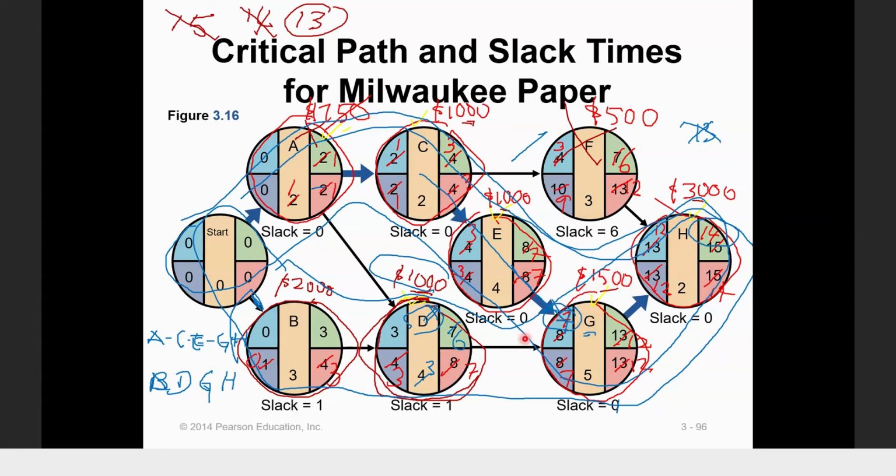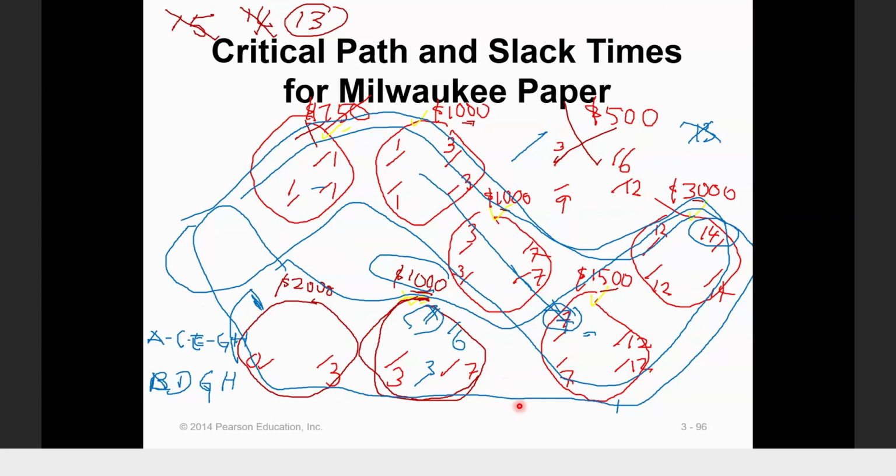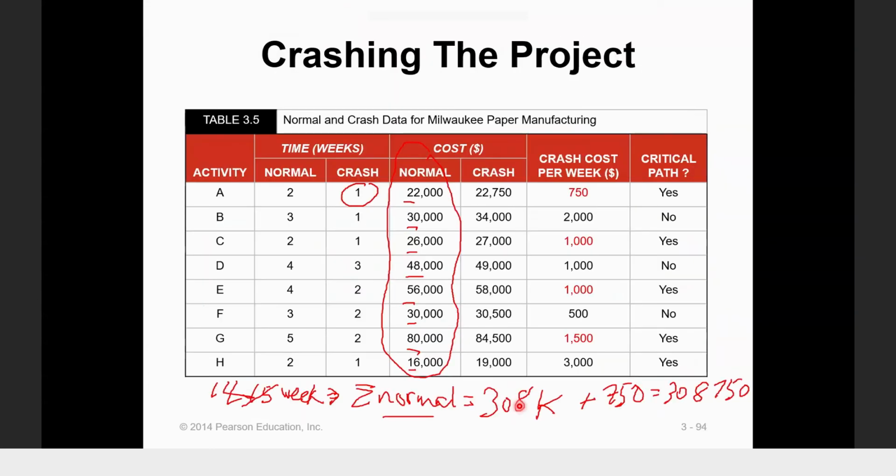Okay, 1,500. Earlier we already got, what was it, where did I write it? Here, right? 30870. So the new cost will be an additional 1,500. Not 1,000, because we have taken G. Because G is the junction that influences the completion time. So we crash G. Here we crash A, okay, and then crash G.